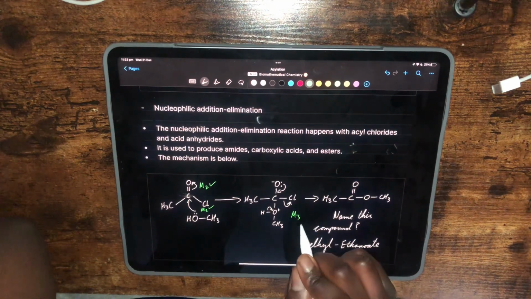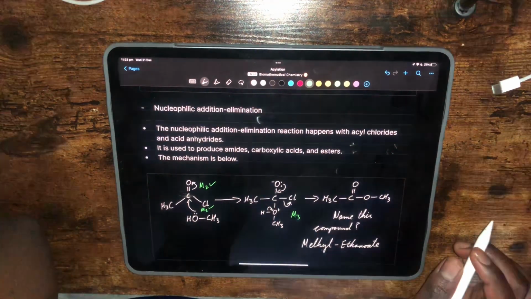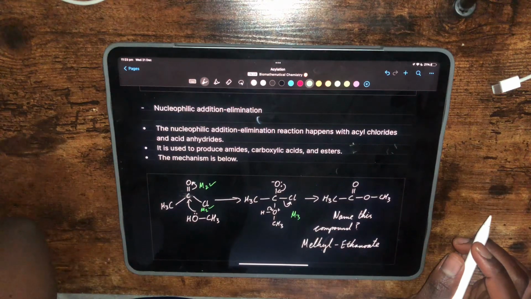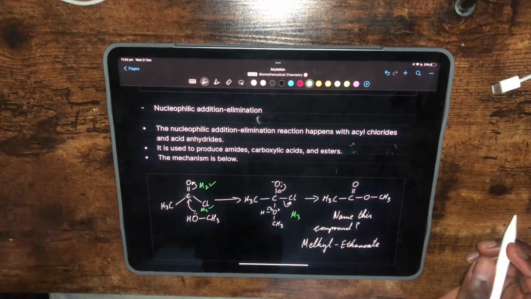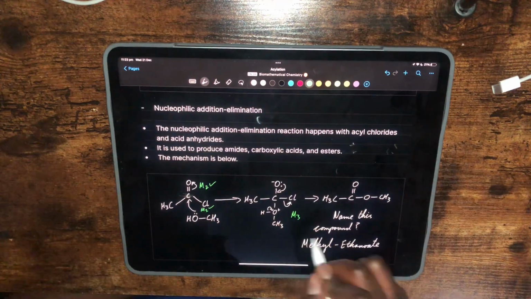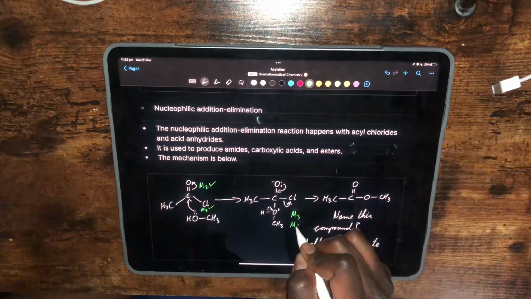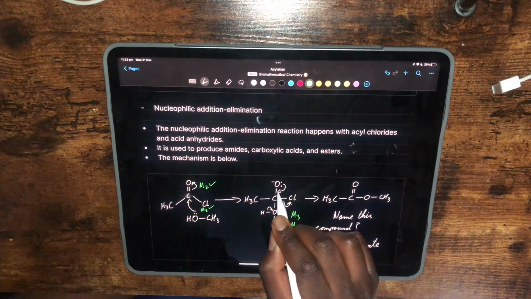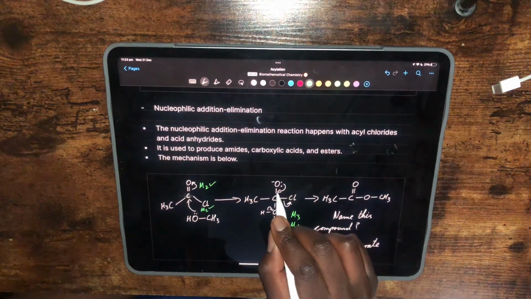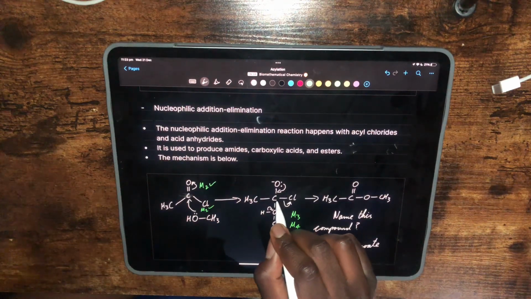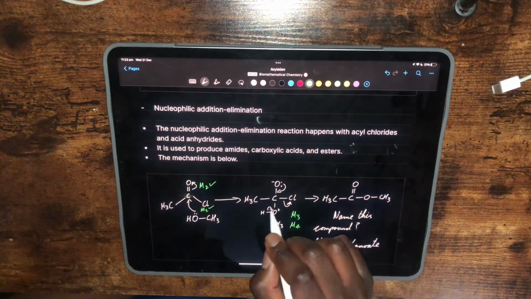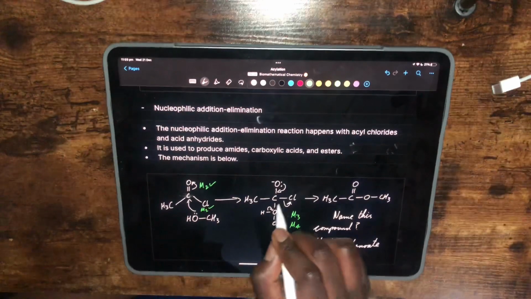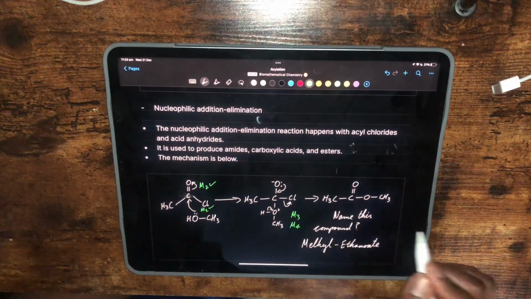M4 will just be showing, in the mark scheme, M4 is generally given as the arrows, so they're all going in the right direction from the lone pair here to this carbon here, to the bond here between the carbonyl, and then from the bond here to the chlorine. You know what I mean, the arrows. Make sure the arrows are correct.